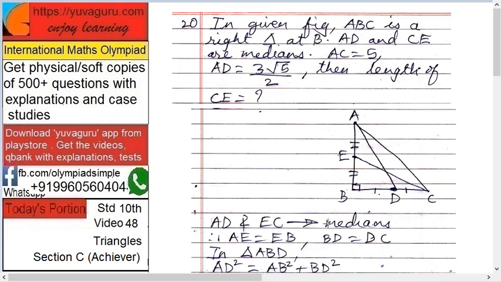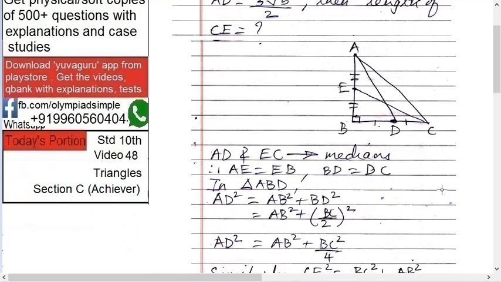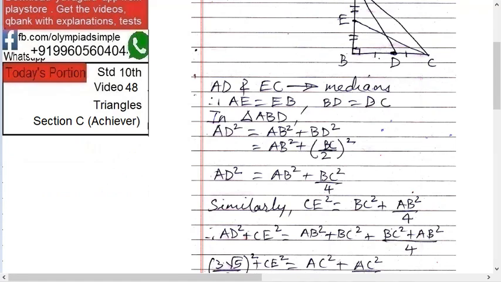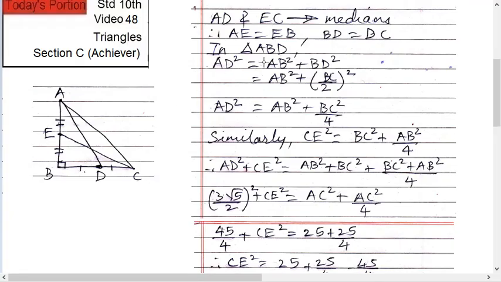Firstly, AD and EC are medians. So AE equals EB and BD equals DC. That much is correct. Next, in triangle ABD, AD square equals AB square plus BD square. Therefore AB square plus BD, which is BC upon 2 the whole square, so BC square upon 4. So AD square equals AB square plus BC square upon 4. Similarly, CE square equals BC square plus AB square upon 4.